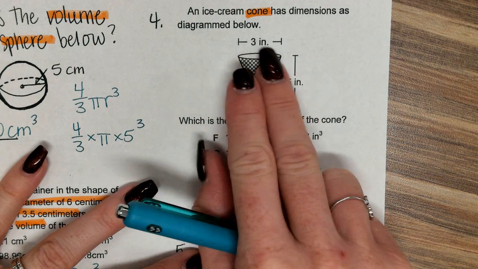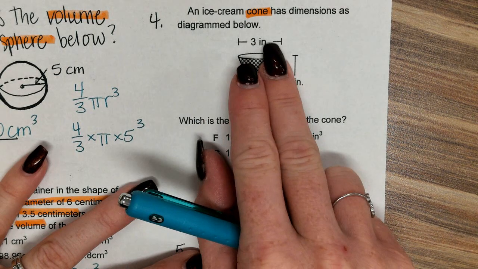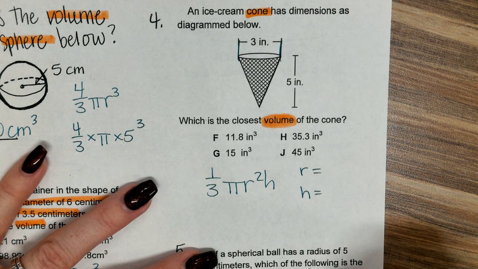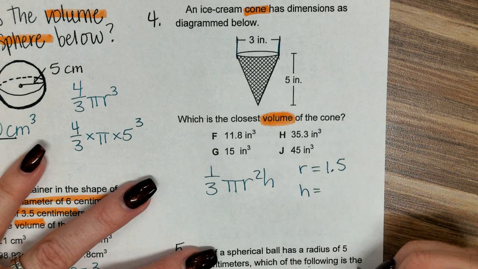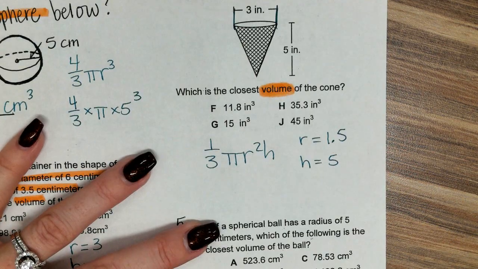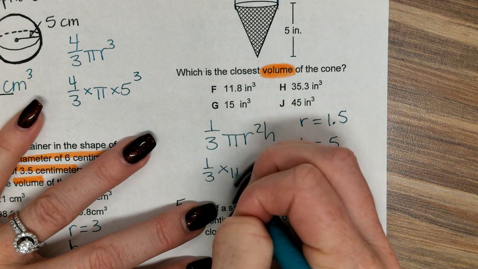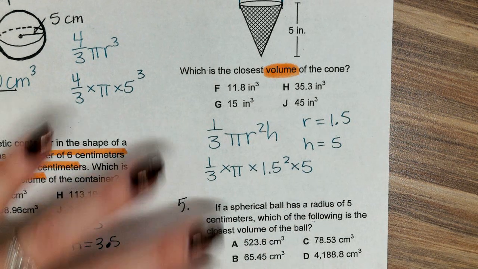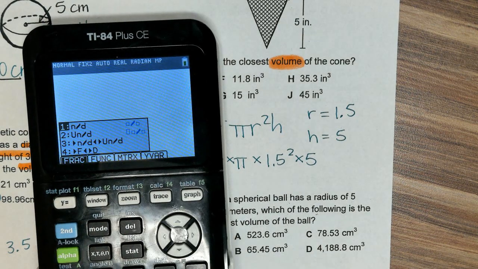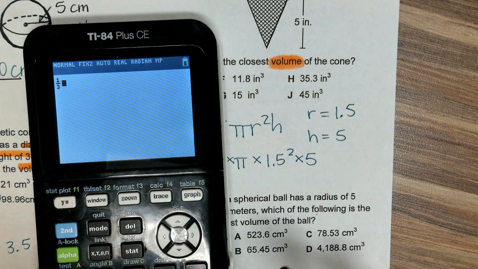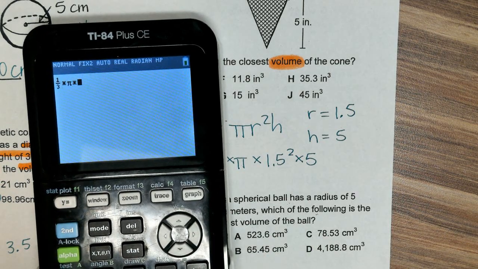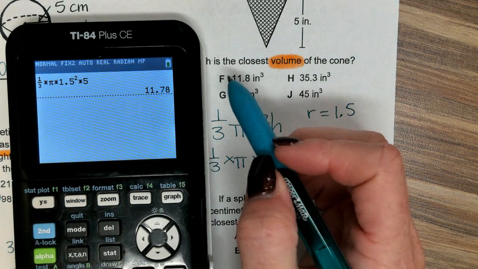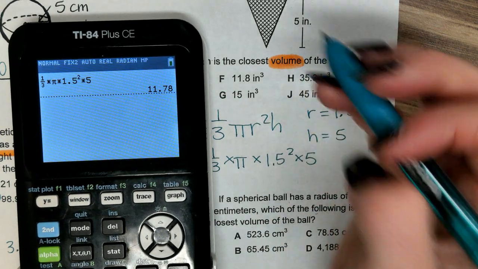Did they give you radius? No. What is this? This goes all the way across the circle. So I have to divide by 2. 3 divided by 2 is 1.5, and the height is 5. So I'm going to do 1/3 times pi times 1.5 squared times 5. My answer is 11.78, so which one's closest? 11.8.